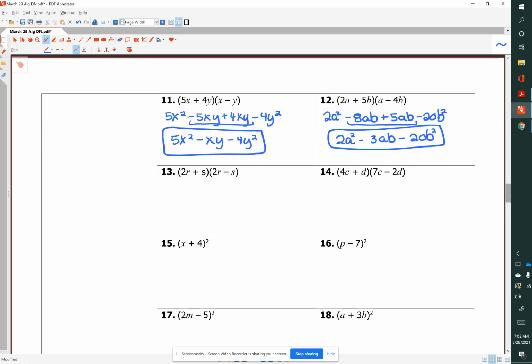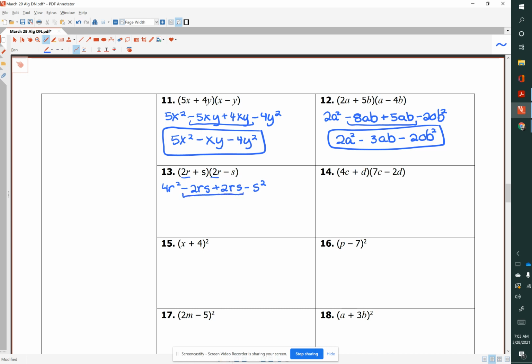Okay, so let's move on to a few more. Number 13, 2r times 2r is 4r squared. 2r times negative s is negative 2rs. s times 2r, and they're both positive, is positive 2rs. And s, positive s times negative s is negative s squared.